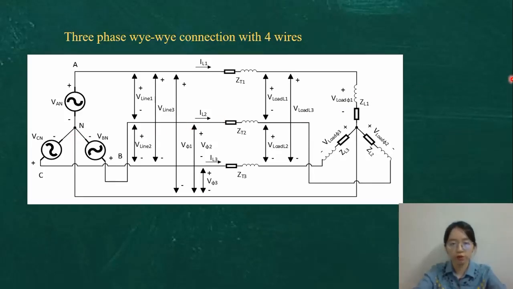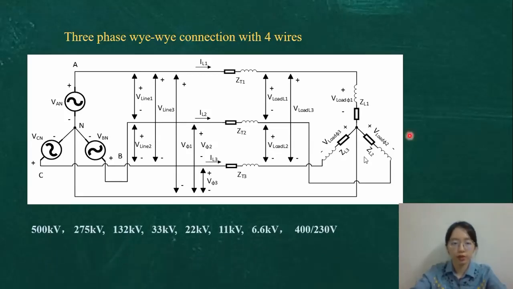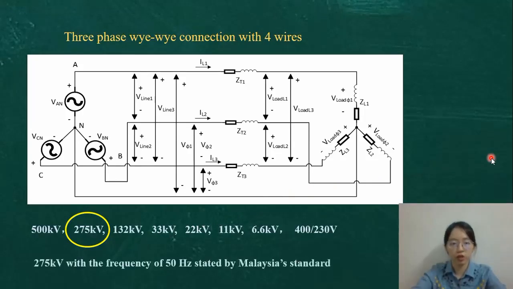From the TNB, we have 8 types of rated line voltage, and my line voltage is 275 kV. And from the Malaysia standard, the frequency given is 50 Hz. So all calculations involve 275 kV with a frequency of 50 Hz. And the parameters involved are phase voltage, line current, load line voltage, and load phase voltage.